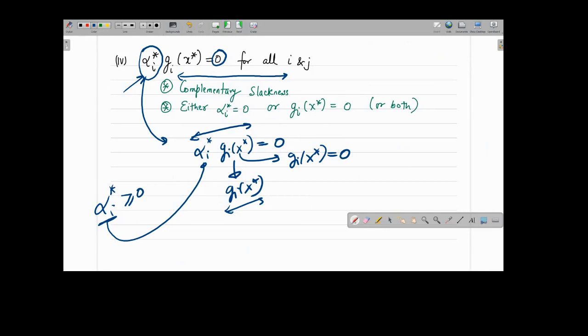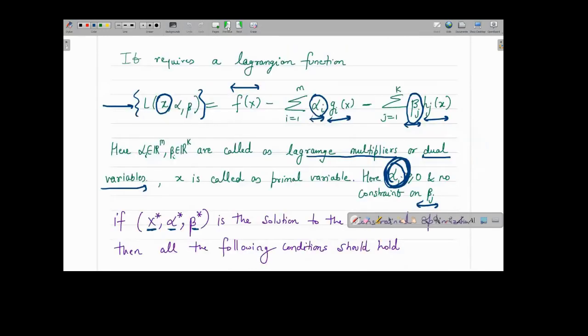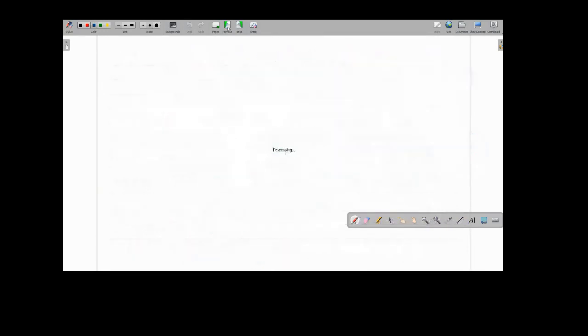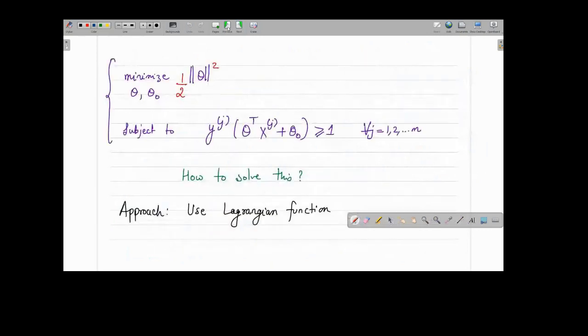So this is the only introduction that we wanted from the mathematics part. So if we try to use the Lagrangian for this particular objective, yes.